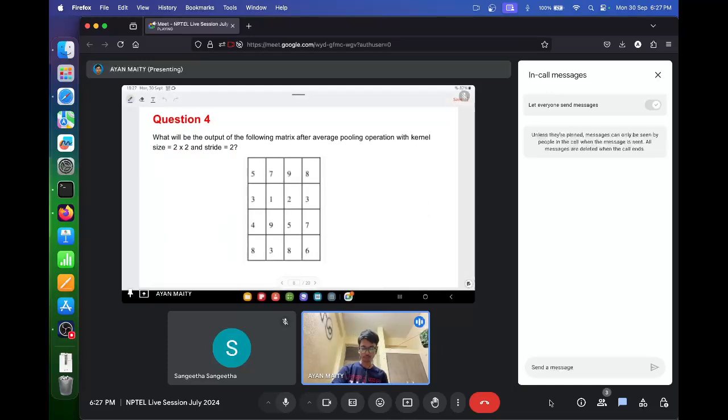Moving on to question 4. What will be the output of the following matrix after average pooling operation with kernel size 2 by 2 and stride equals to 1? So this is the input matrix, and we want to do average pooling with kernel size 2 by 2 and stride equals to 2.